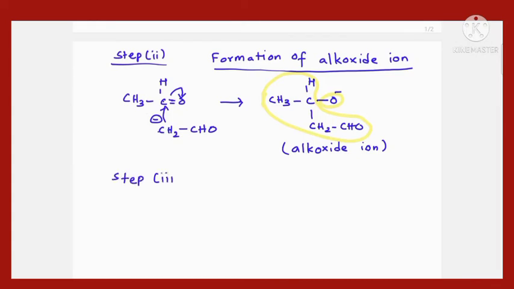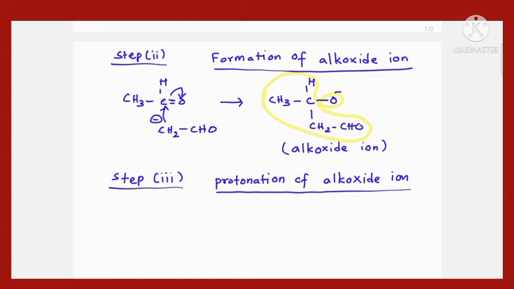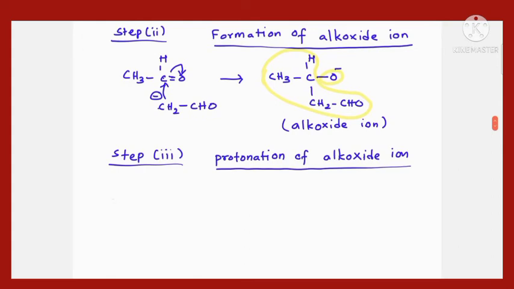Step 3 is very simple. The alkoxide ion that we got in the previous step just gets protonated. So the third step is nothing but protonation of alkoxide ion. Right, now I write the alkoxide ion here. The formula of alkoxide ion is this one, isn't it? CH3 single bond CH O minus, and in the branch here CH2 CHO. Now this is getting protonated. Protonation is nothing but addition of H plus, isn't it?